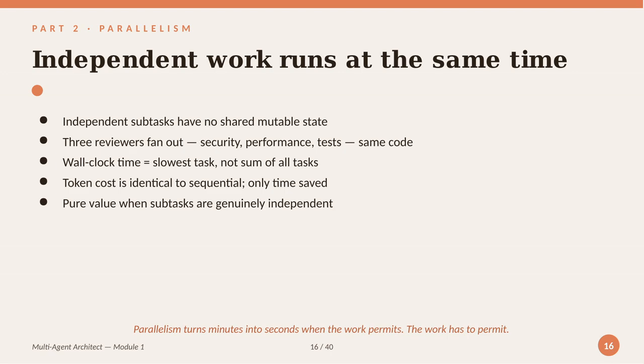The constraint matters. The work has to permit parallelism. Subtasks must have no shared mutable state. No agent can be writing to a file the other agents are reading. Subtasks must have no order dependency. Task B can't need Task A's output. If those constraints aren't met, parallelism is the wrong lever. Sequential pipeline is the right one.